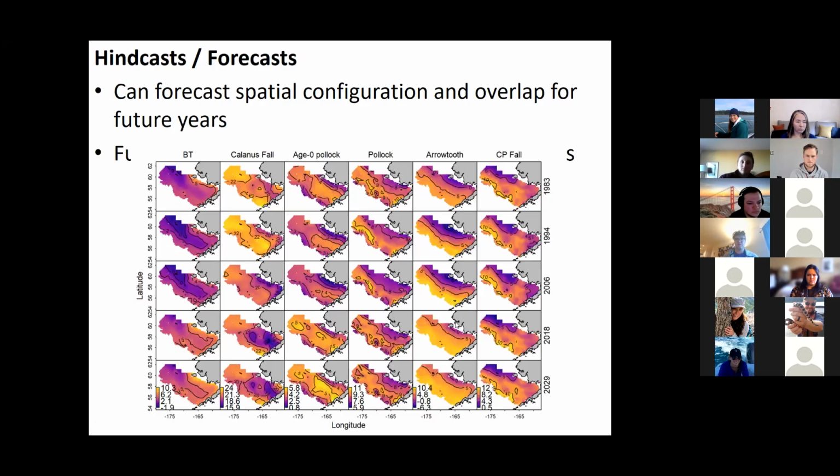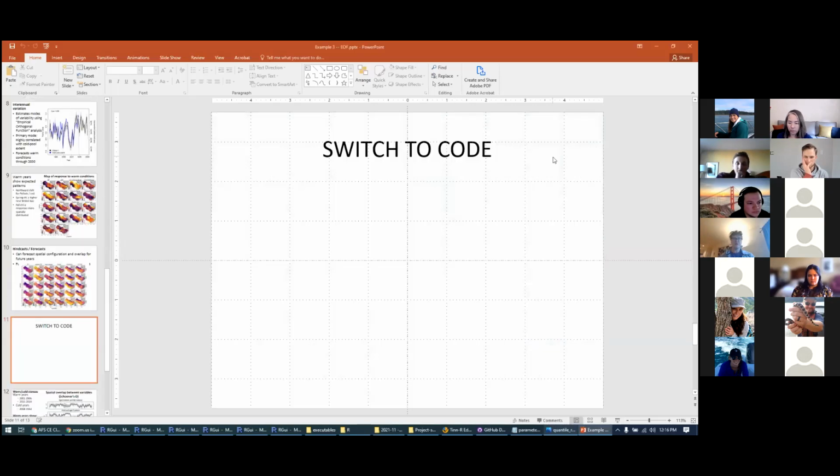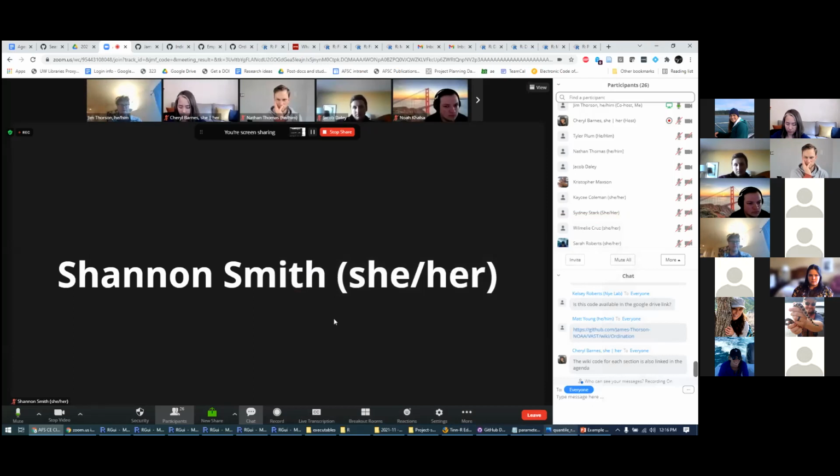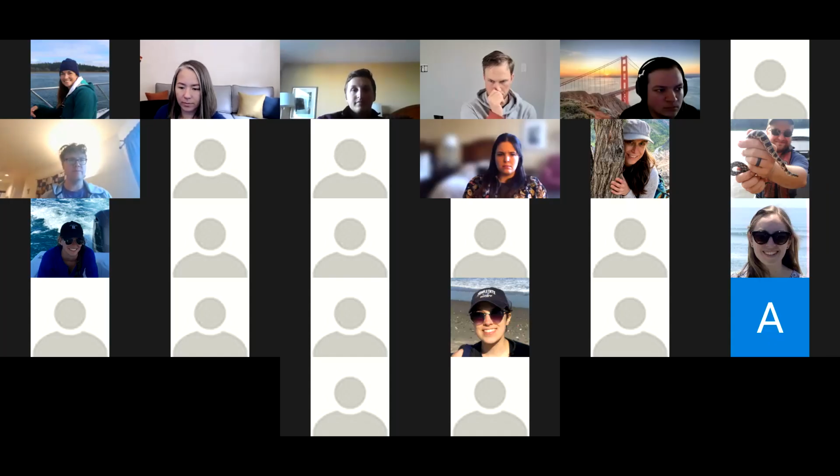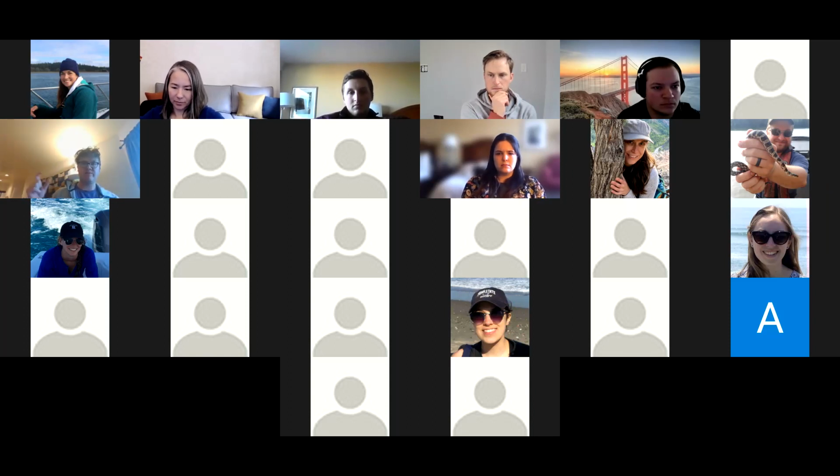And we can do these forecasts out. In this paper, we did a decadal forecast. So that's the broad-strokes structure of EOF: to estimate one or more modes, one or more temporal indices, and then a spatial response to each of those indices for each variable. And that's a sparse way of generating ecosystem-level dynamics.